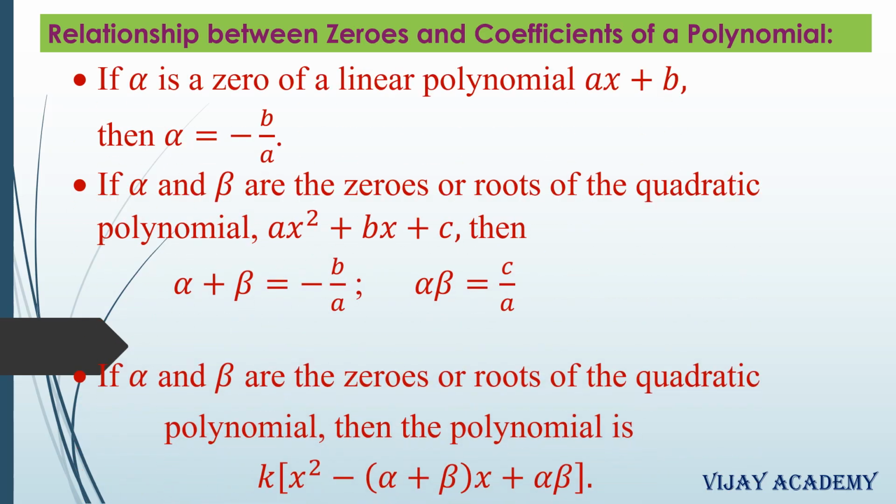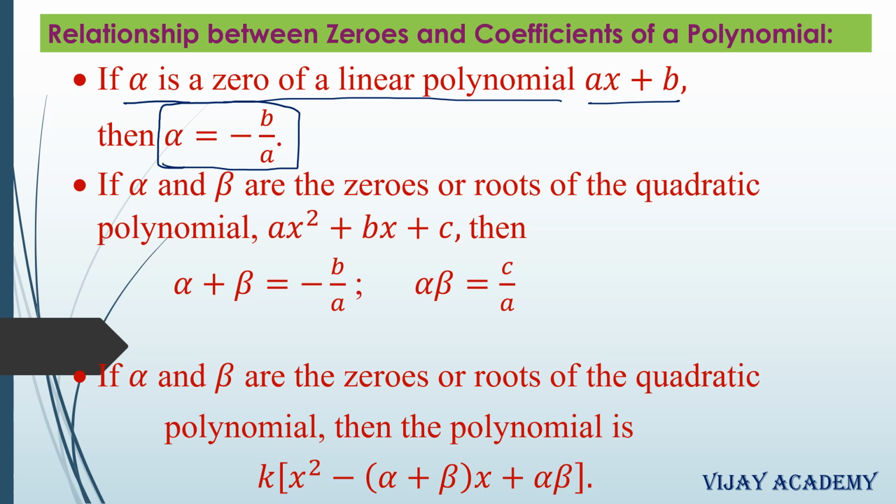In this video, let us recall the relationship between the zeros and coefficients of a linear polynomial and a quadratic polynomial, and learn how to form a quadratic polynomial when the sum of the zeros and the product of the zeros are given. So, look at the first point. If alpha is a zero of the linear polynomial ax plus b, then alpha is equal to minus b by a. So the zero of a linear polynomial will be in the form of minus b by a, where a and b are the numerical coefficients of the linear polynomial.